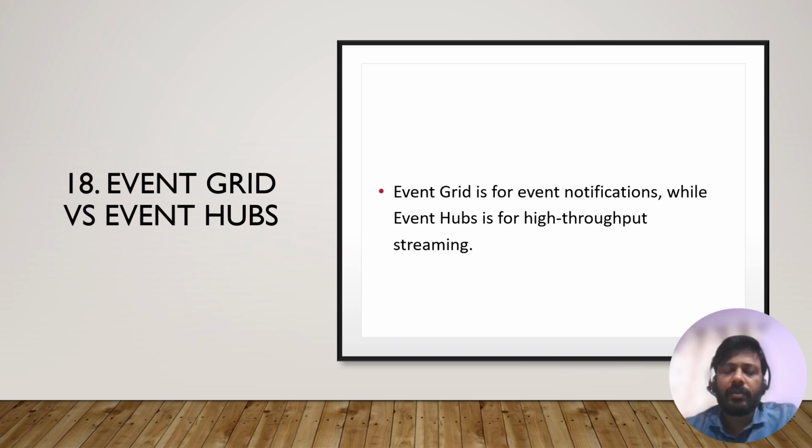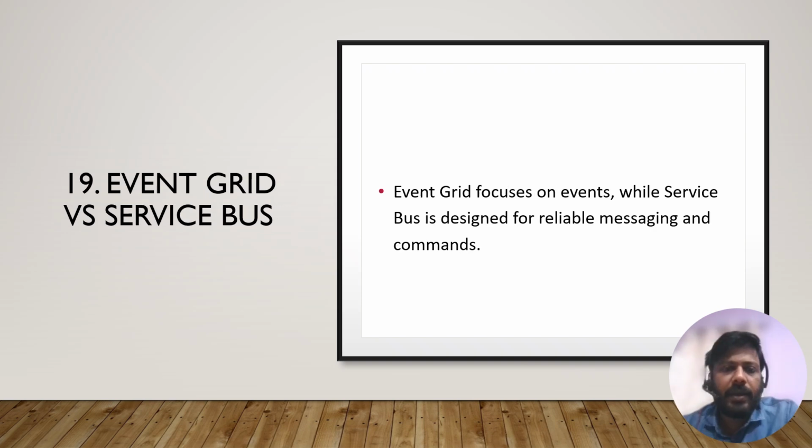And you might have also heard the term Event Hub, right? Then you might wonder what's the difference between Event Grid and Event Hub. Event Grid is for event notification, while Event Hub is for high-throughput streaming. Event Grid handles discrete events, whereas Event Hub is optimized for telemetry, logs, and big data streaming scenarios.